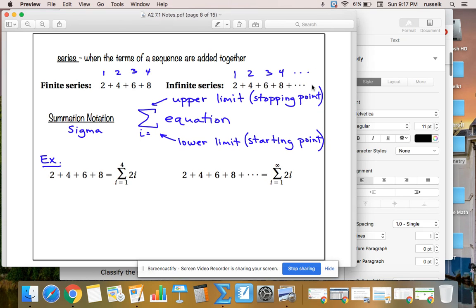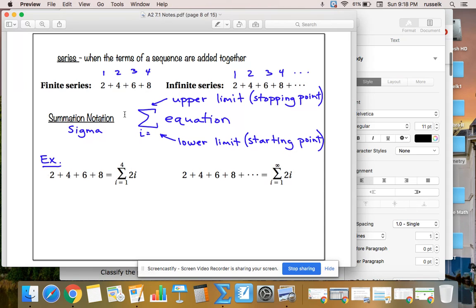A lot of times with series, you see them written with summation notation, which is just a fun word to say. Uses the Greek letter sigma, which is what looks like this capital E, but it's really an S in the Greek alphabet. That's just telling us that we're going to sum or add together our terms.